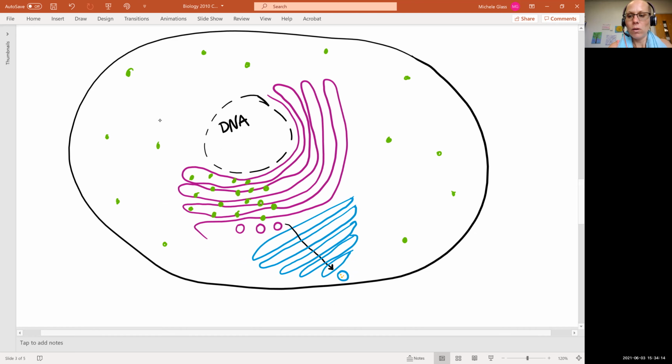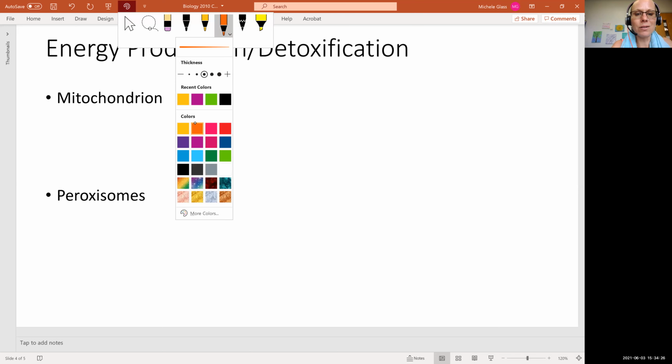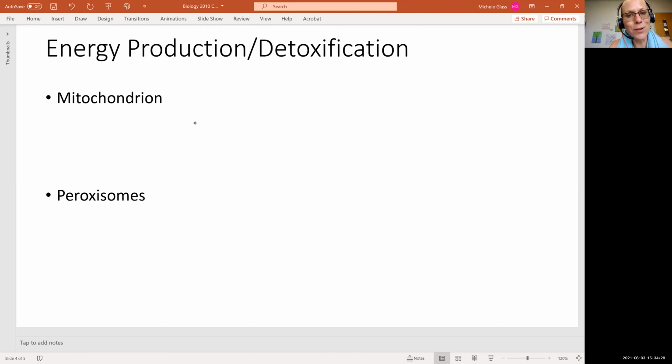Okay, the next round of organelles to talk about are involved in energy production. And so here we have an organelle called the mitochondrion, which is the singular version of the word. I typically say mitochondria, which is plural. Cells typically have multiple. And then the next one to talk about is the peroxisome.